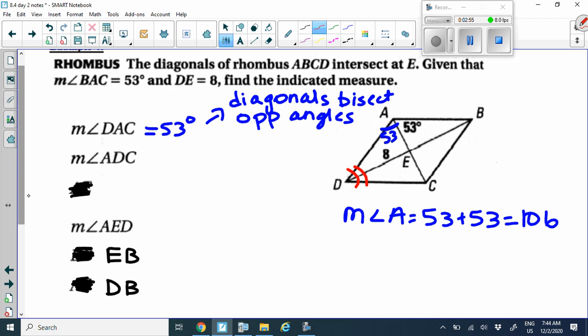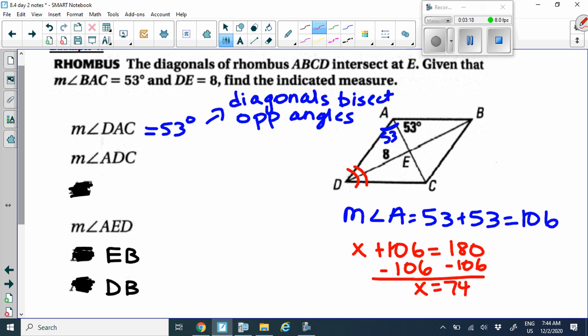So to find the measure of angle ADC, we're going to go ahead and take that amount. So we're going to have, I'll just do x plus 106 equals 180. And then we're just going to solve here. So I subtract 106 from both sides. And then I'll get basically 74 here, okay? So this reasoning is consecutive angles are supplementary.